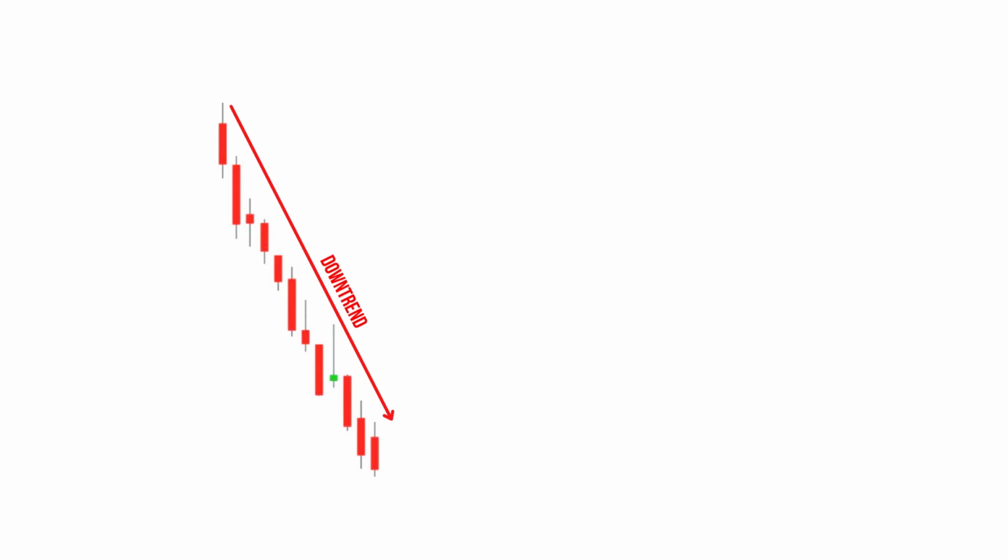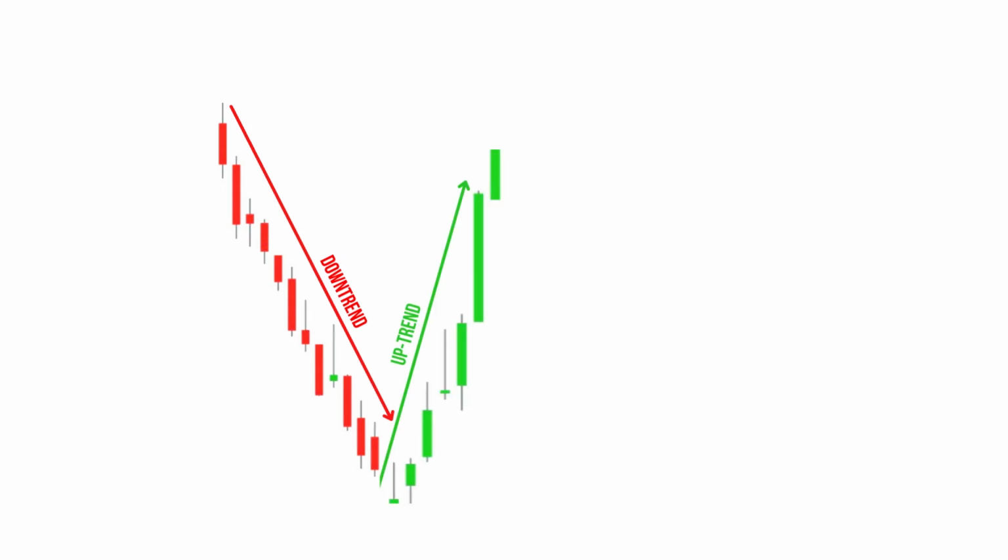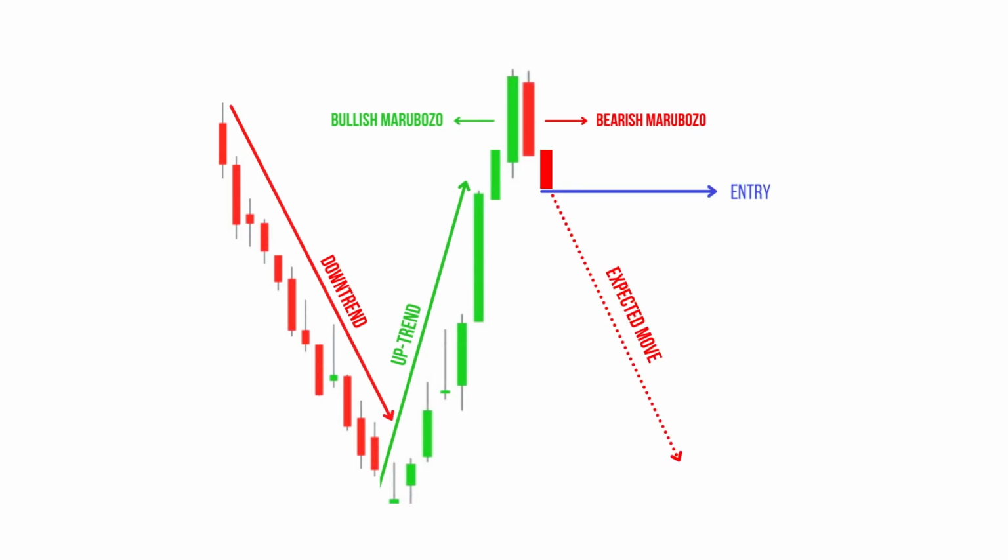Suppose XYZ stock was in a strong downtrend, but there was a strong pullback. The short-term trend of the stock turned positive, and due to excessive buying, a bullish Marubozu candlestick was formed. But next day, a bearish Marubozu candlestick was formed, and bearish engulfing pattern formation was completed. And very next day, bearish engulfing pattern gave breakdown, and the formation of bearish candlestick was started. This is the entry point.